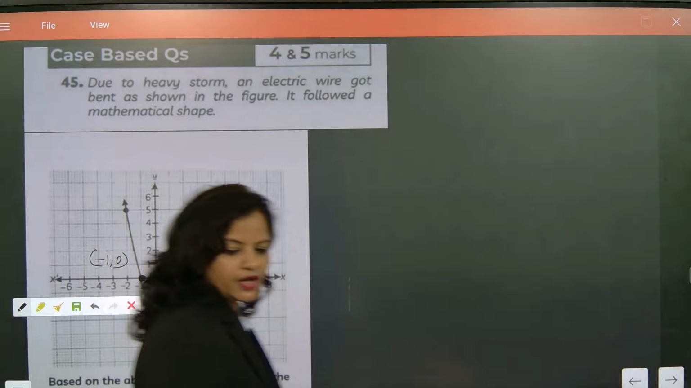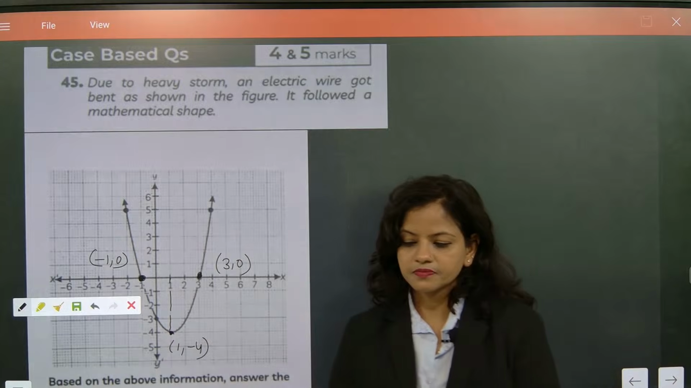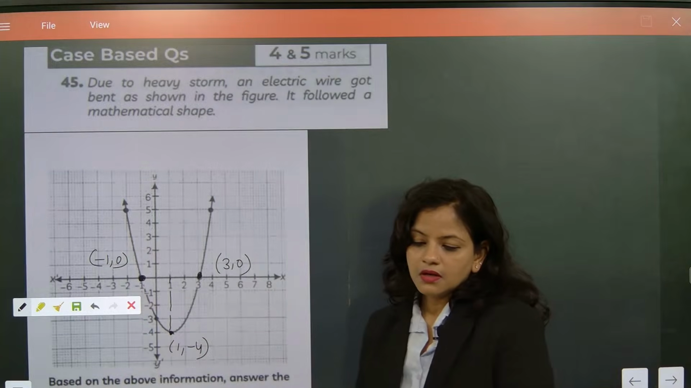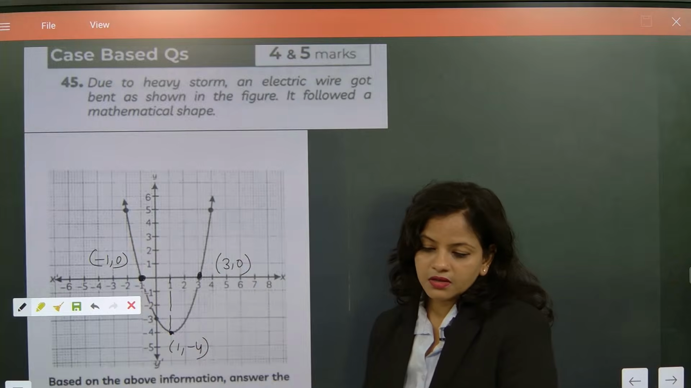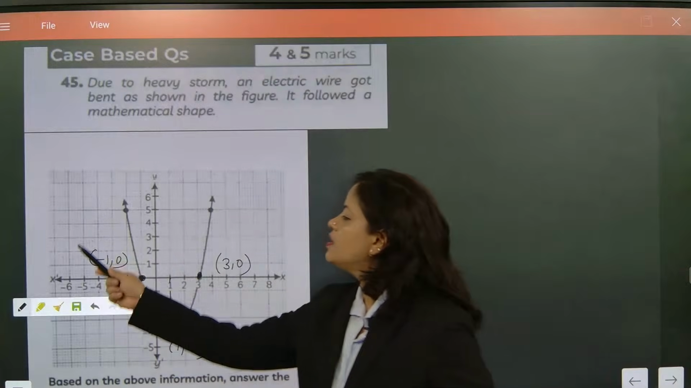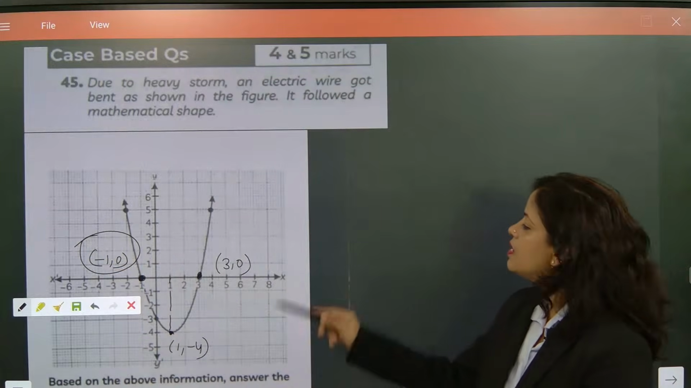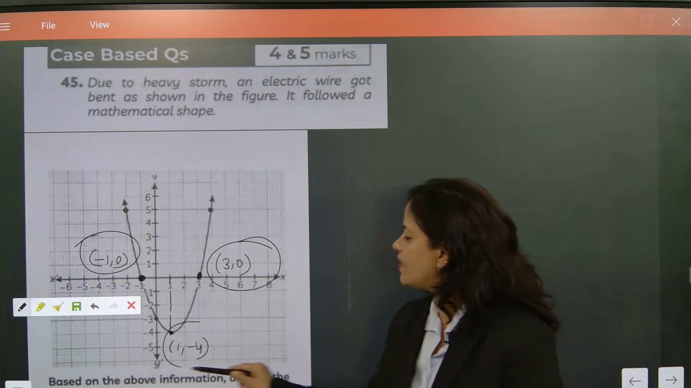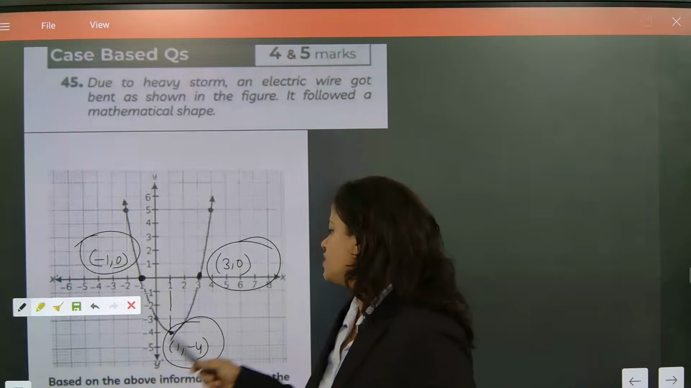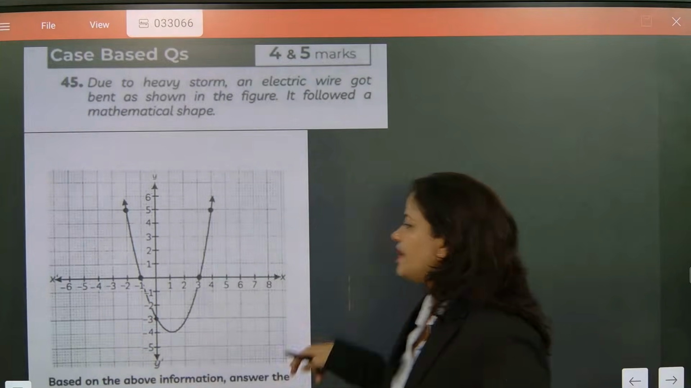Come on, check this one out. Can you do one thing? Yes, so this much is exactly what we are going to do. So minus 1 comma 0 and 3 comma 0 and 1 comma minus 4.